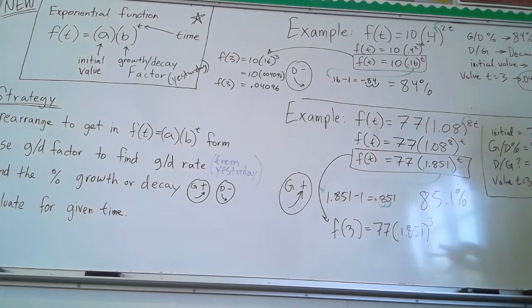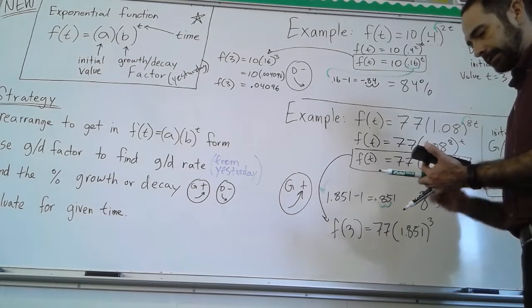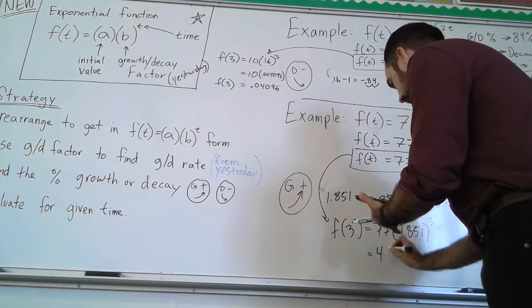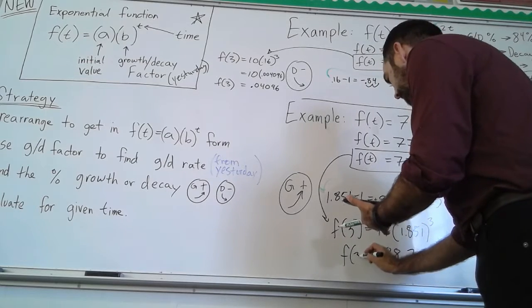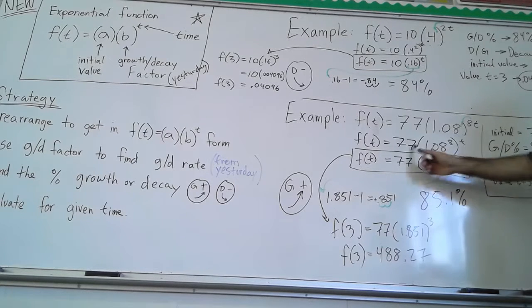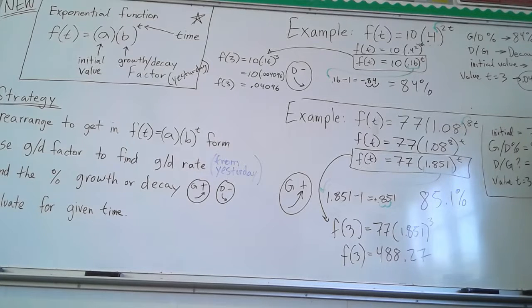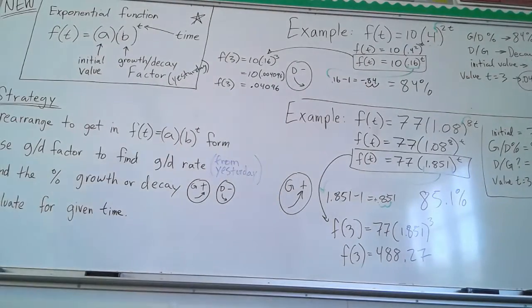Let's see what we get. Raised to the 3rd. I'm just going to do it all the way up. We get 488.27. So you started with 77. You had an 85% growth, so you end up with 488.27. So that's like Ethereum stock between like April and July, because that's really meaningful to all of you.